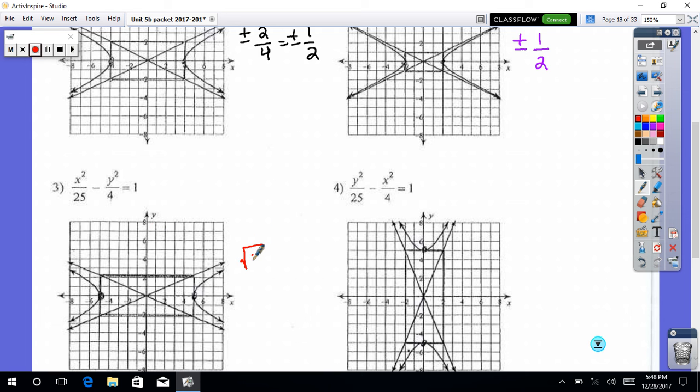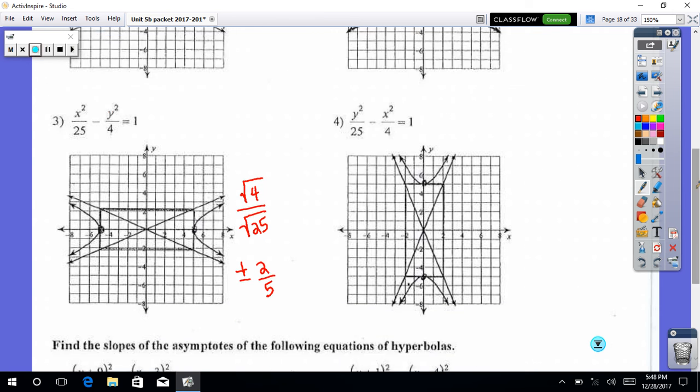Okay, number 3, the square root of 4 over the square root of 25, plus or minus 2/5. Square root of 25 over the square root of 4. The exact opposite, plus or minus 5/2, 5 over 2.